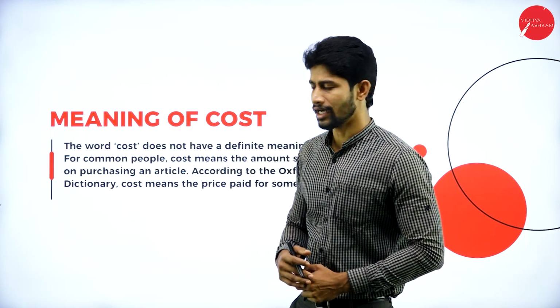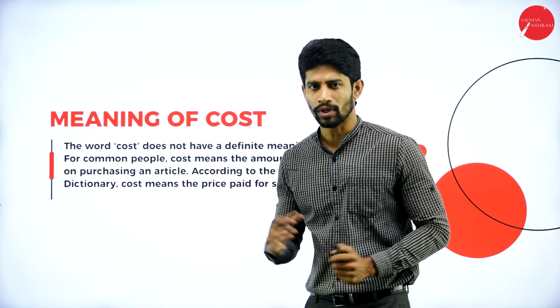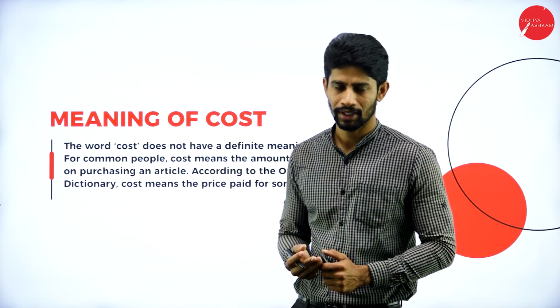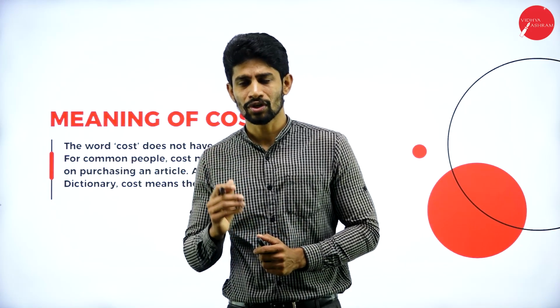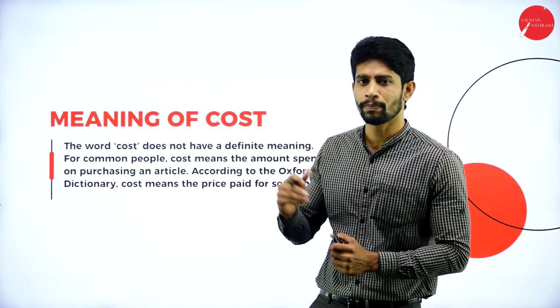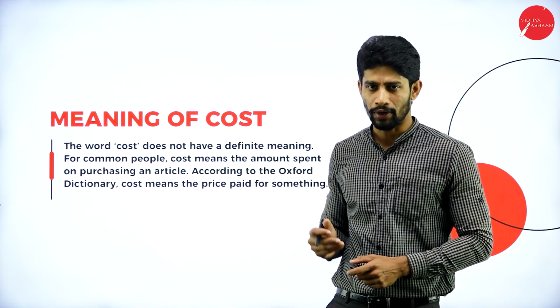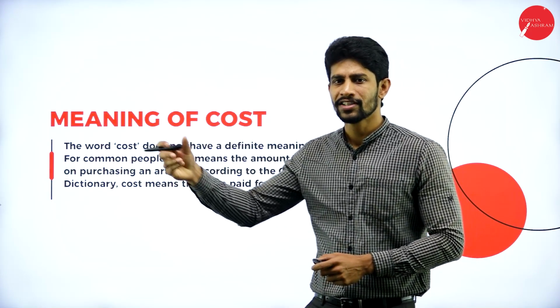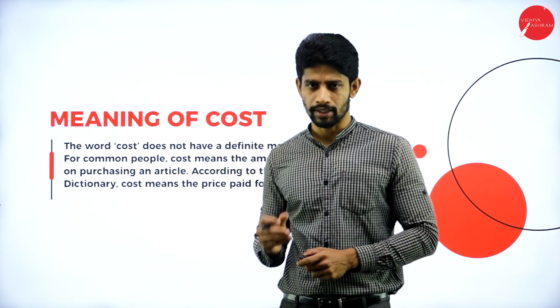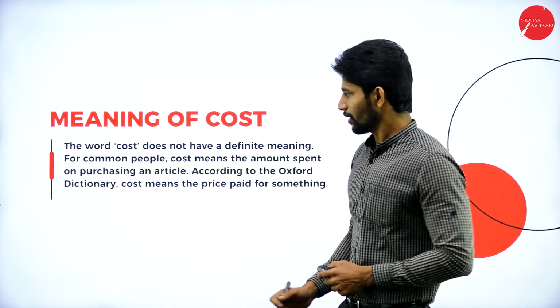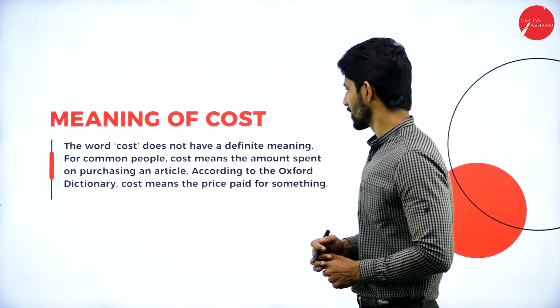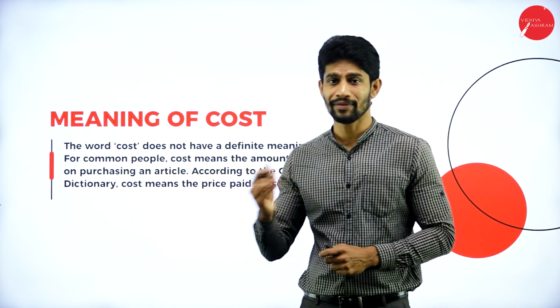So first let us know the meaning of cost. What is cost? We all know what is cost. So cost is nothing but some amount spent on purchasing an article. Article is nothing but a product. So some amount spent on purchasing an article is called cost. In general, the word cost does not have a definite meaning.